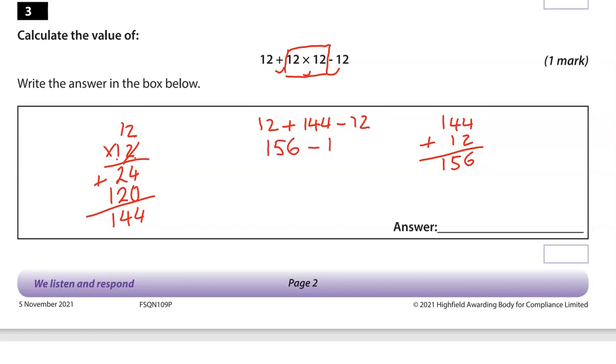Take away 12. 6 take away 2 gives us 4. 5 take away 1 gives us 4. 1 take away nothing gives us 1. So 144 is the final answer.